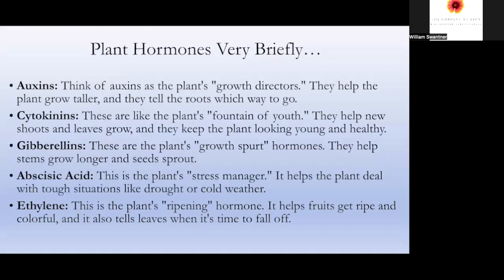Gibberellins, which are not in the book, you can think of as the plant's growth spurt hormones. They help the stems grow longer and help seeds sprout. Abscisic acid is the plant's stress manager. It helps the plants deal with tough situations like drought, freeze, and cold weather. Then there's ethylene, the plant's ripening hormone. It helps fruit ripen and become colorful, and it tells the leaves when it's time to fall off.